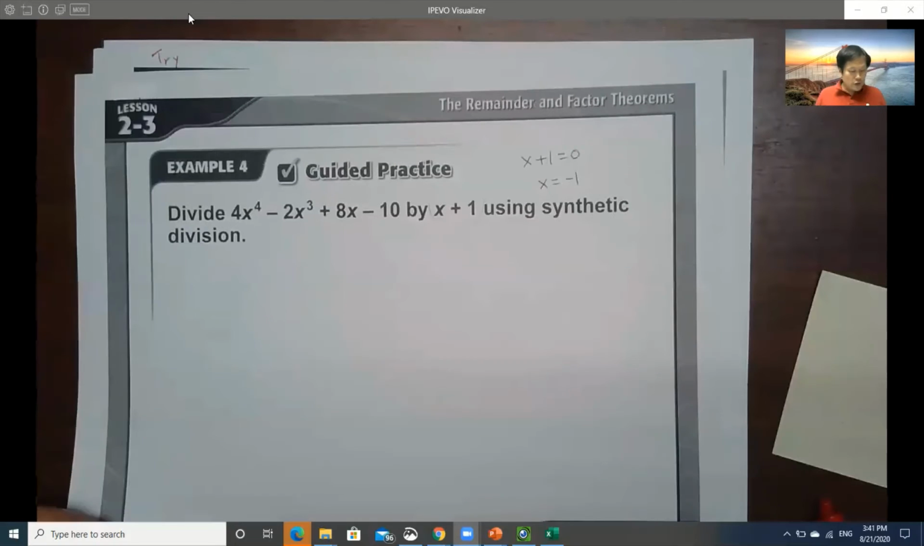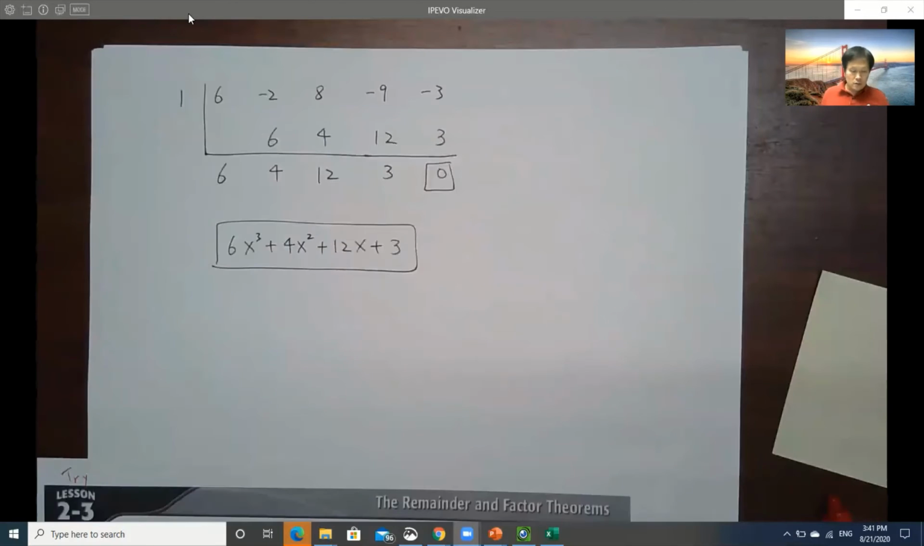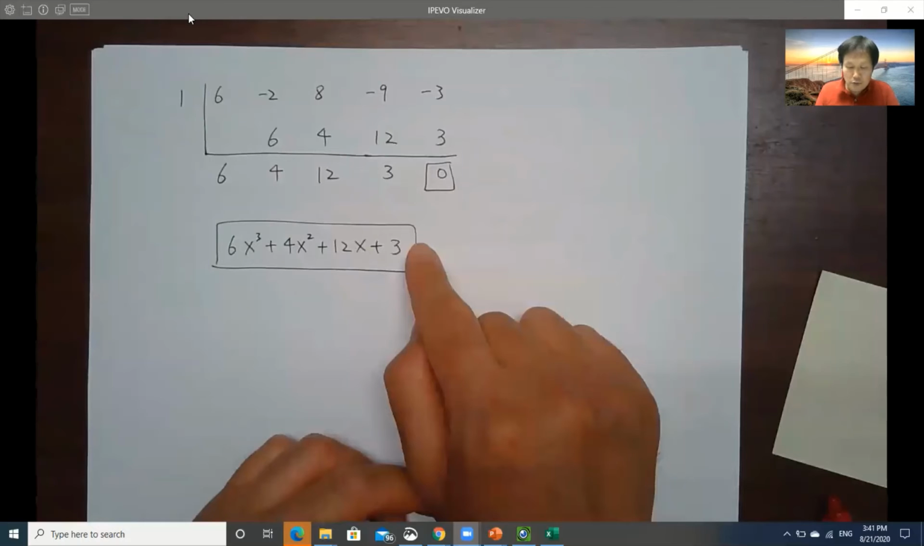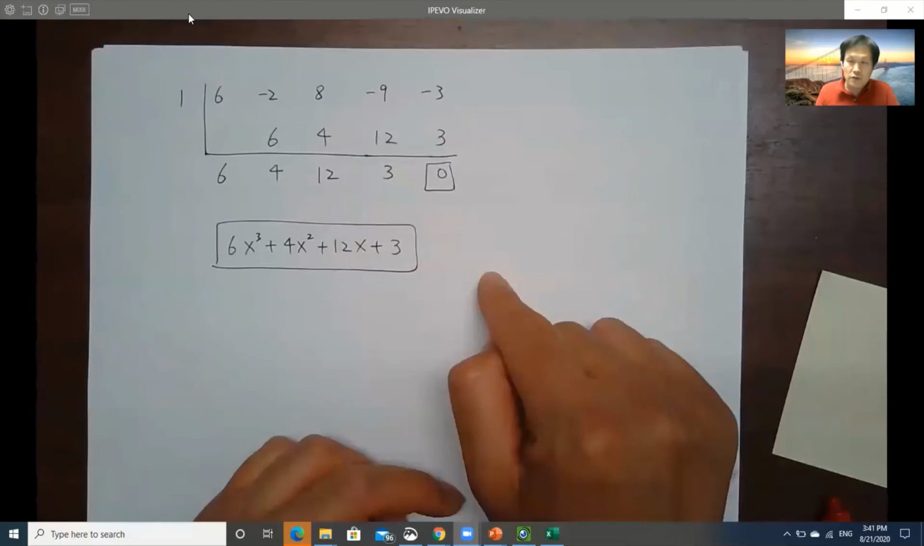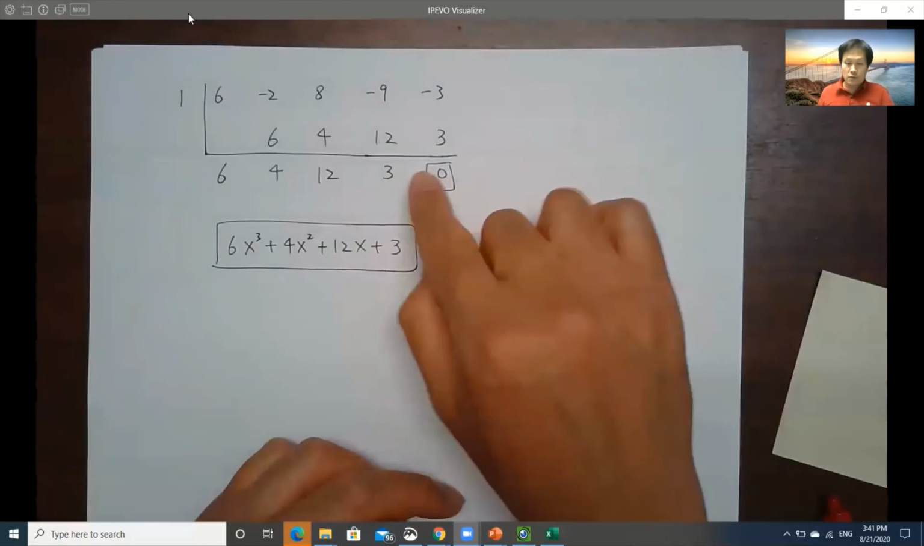Okay, pause the video. Please, you try. And here's my work. You got that, then you know what you're doing. Since this is a 0, you can do plus 0 over x minus 1, but that whole thing becomes 0, so I didn't even write that because the remainder was 0.